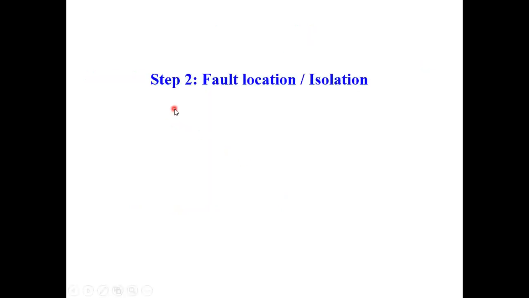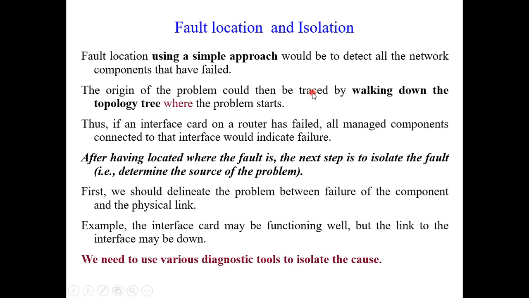Okay, so we were at step 2, fault location or fault isolation. The first step was fault detection. Once I know that a fault has occurred, I need to know where the fault has occurred. I have to zero in on the fault. So what should be my approach? There should not be a very sophisticated approach.